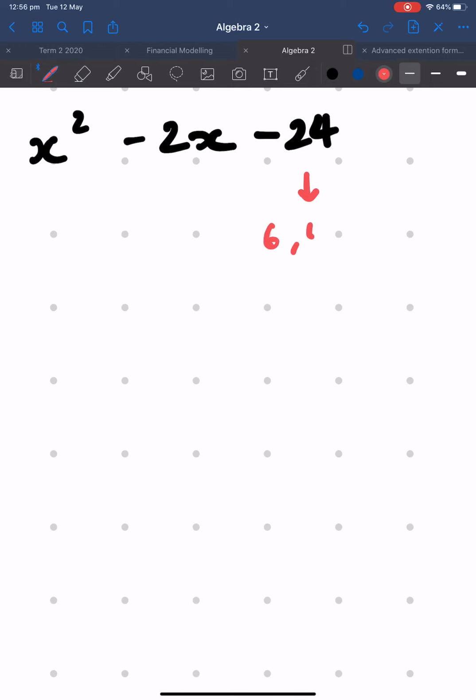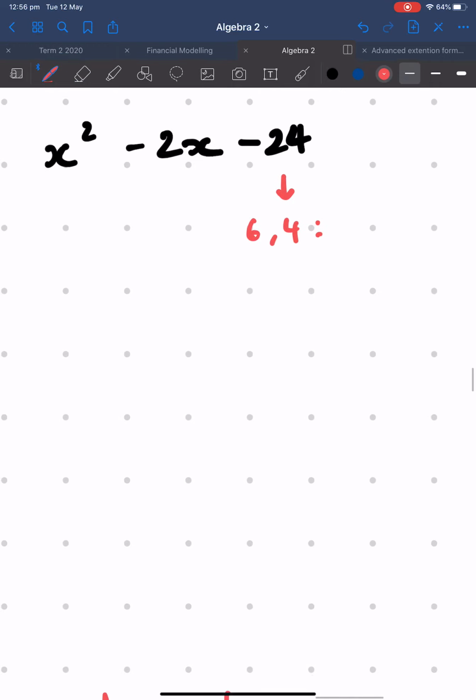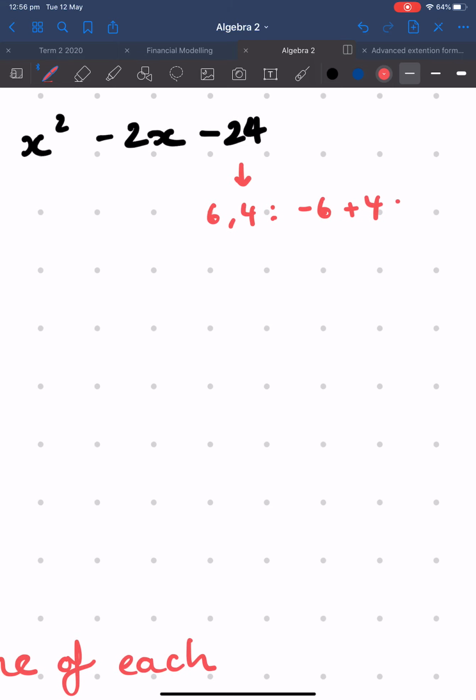But if I try 6 and 4, can I make negative 2? I can do that, but the big number has to be negative, okay? And the small number has to be positive. So negative 6 plus 4, or feel free to write this as 4 minus 6. That's also fine. I just like to do it in terms of the big number first because that makes more sense to me. That's going to give you an answer of negative 2, which is what we want.